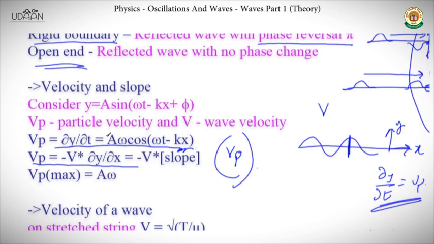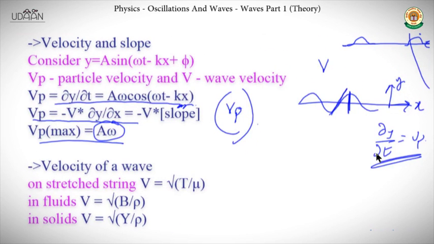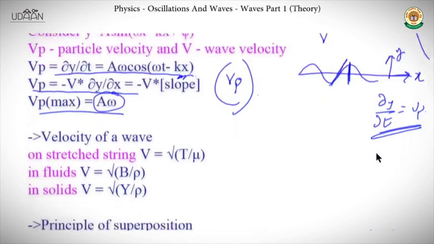I'd like to drop a hint that if you proceed along these lines in a general form, not just transversal, that is how you arrive at the wave equation which we saw a while back. And what is dou y by dou x? It is the rate of change of y with respect to x, that means the slope. So the velocity of the particle is related to the velocity of the wave with the slope. Then Vp max, as you can see, the value of cos omega t can reach up to 1, so Vp max is A omega. So this was particle velocity, and now we'll move on to velocity of wave.